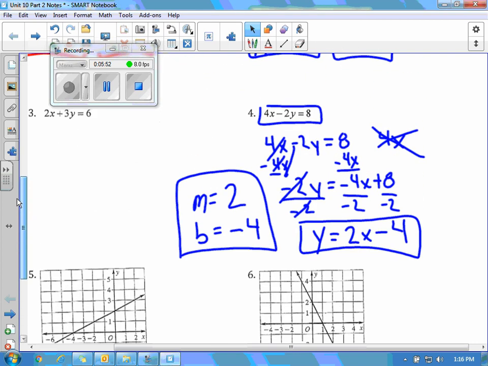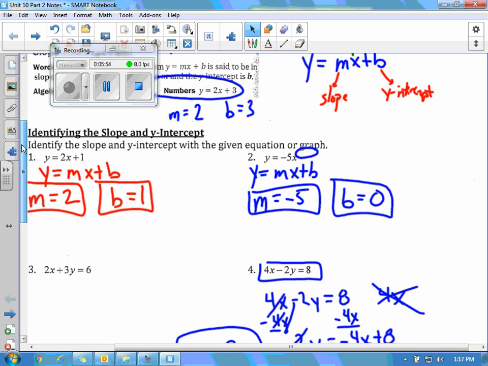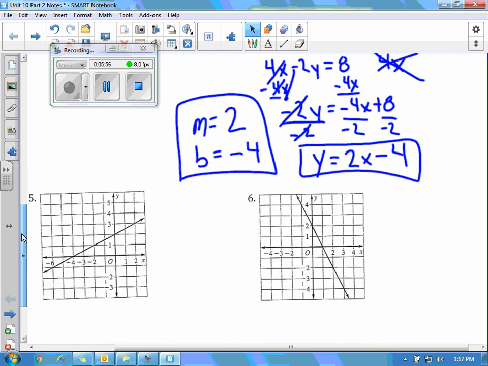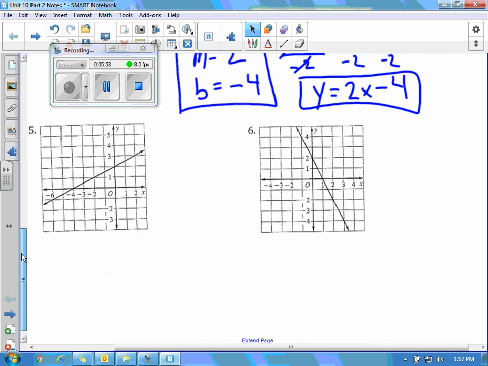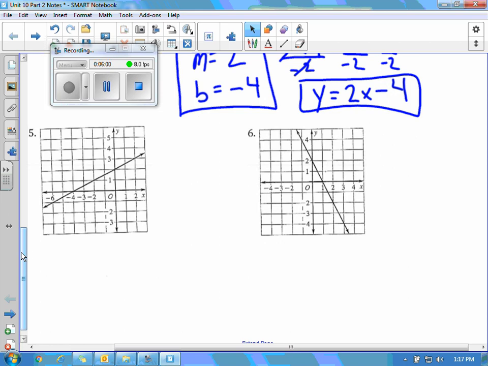For 5 and 6, our directions are still the same. We're trying to identify the slope and the y-intercept, but now we're doing it from a graph. Okay, so we need to figure out what m is and what b is. Now, you can do whichever one you want first. I tend to think it's easier to find the y-intercept first.